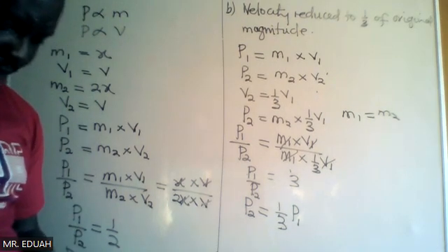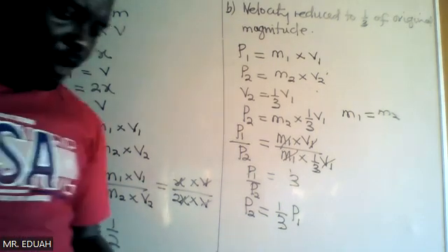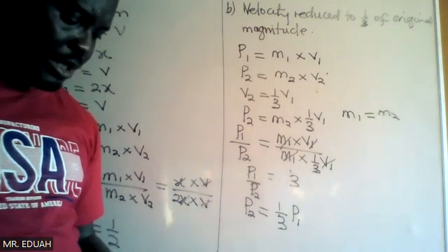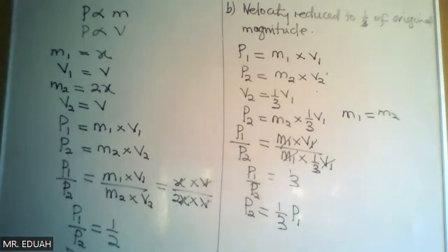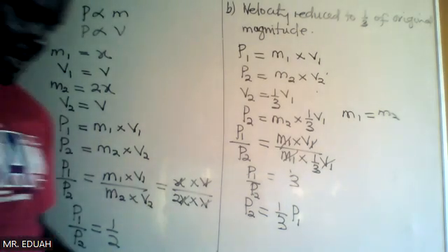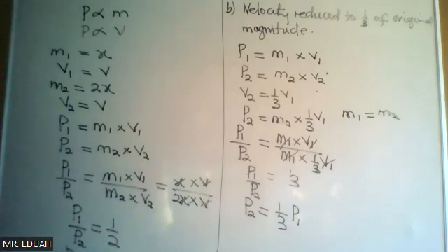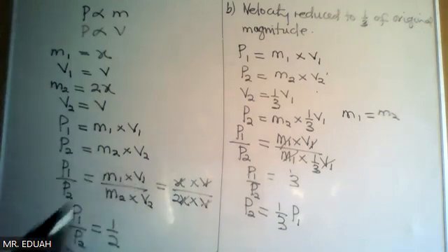Okay, listen to the last question. 3. The momentum of a bullet is initially 8.25 kilogram meter per second. Can I clean the board? Yes, please. You are the board owner.